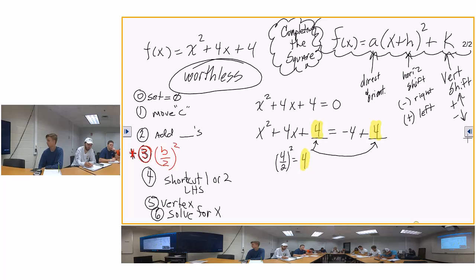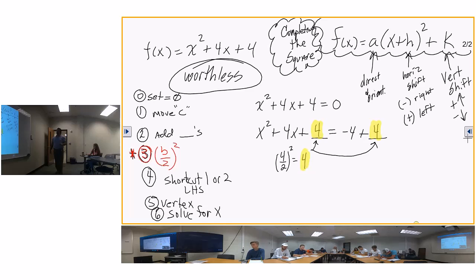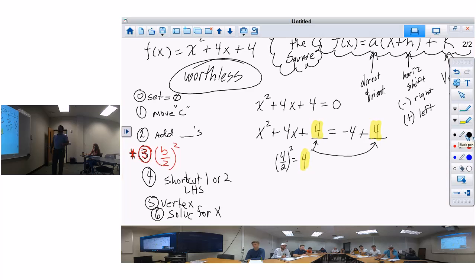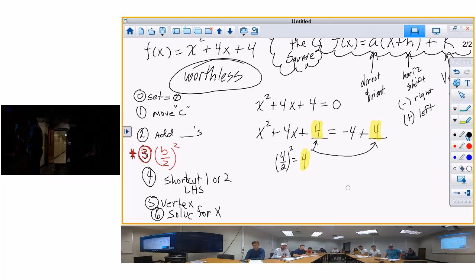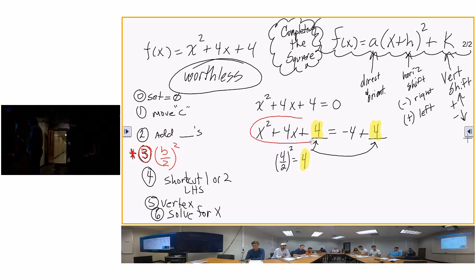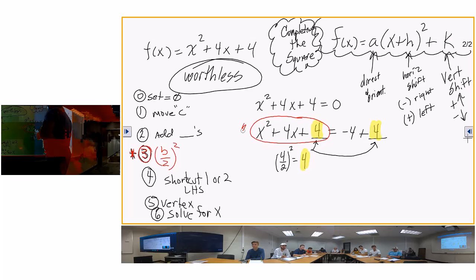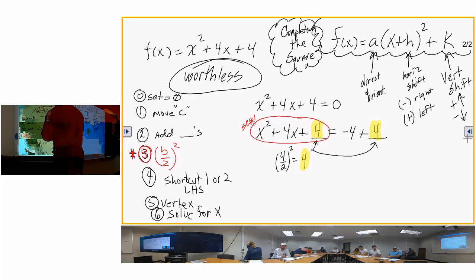Now, what will that give me on the left-hand side of the equal sign? Shortcut number what? 1 or shortcut number 2? What do I have? Shortcut number 1, Hubert. That's right, class. So I'm going to circle this in red, and I'm going to put shortcut number 1 because of what? Because of that plus.